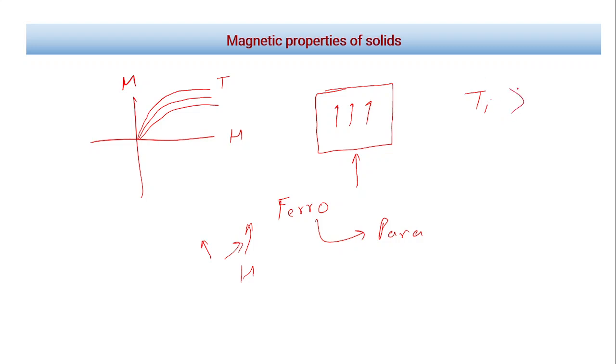So if Ti is very large, then there is a, you must have encountered this in this week's lecture. This word is called Curie temperature. So Curie temperature for a ferromagnetic material is defined as a temperature above which the material changes into paramagnetic material.